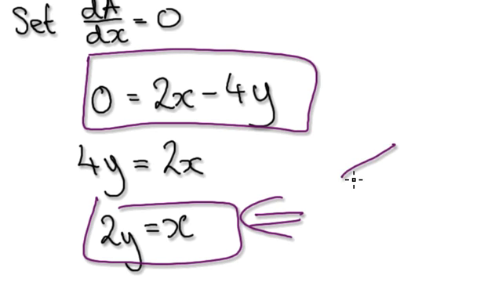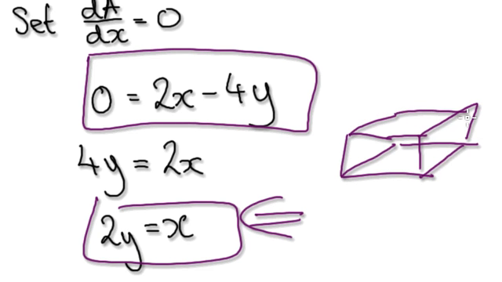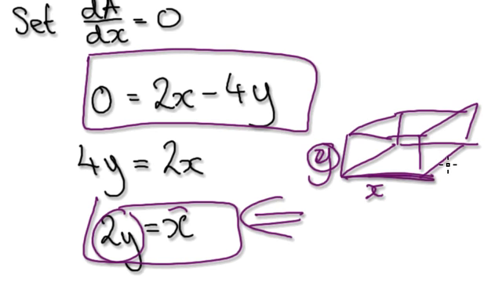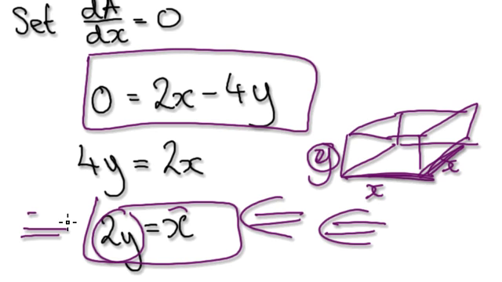If you have your box here, to minimize the amount of material needed to make your box, just make y half the size of x. Okay, this is the same result as in our previous video.